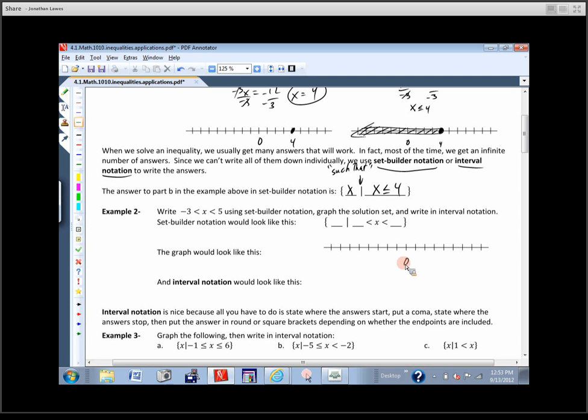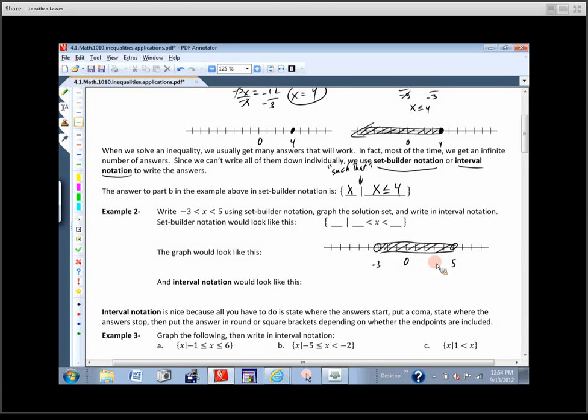Always got our reference point on there, so we can tell which side we're on. Here's -3. I'm going to put a circle there and label it as -3. Here's 5 right here, and I'm going to circle that. Now, can it equal either of those 2 points? No, it doesn't say. It's got to be greater than -3 and less than 5. Okay, so those are going to be open circles. And then it's going to be everything in between here. So I'm going to shade it like that. So that's what it would look like if we graphed it.